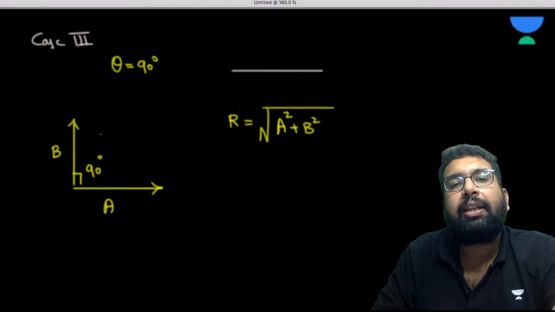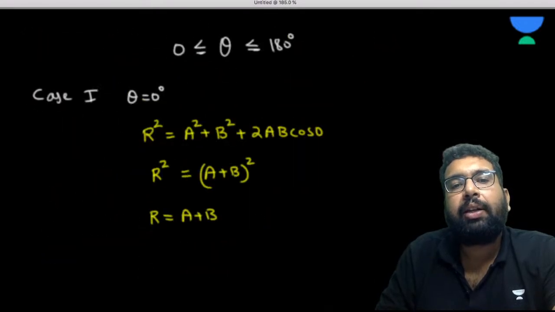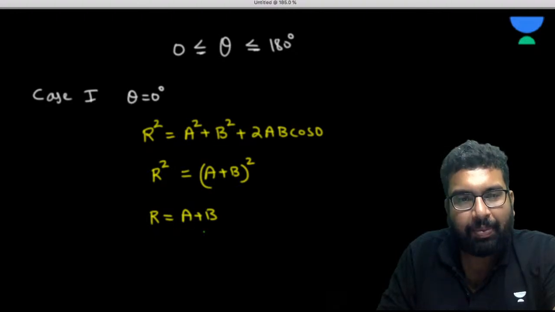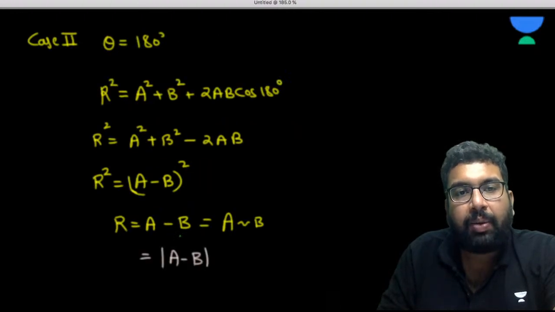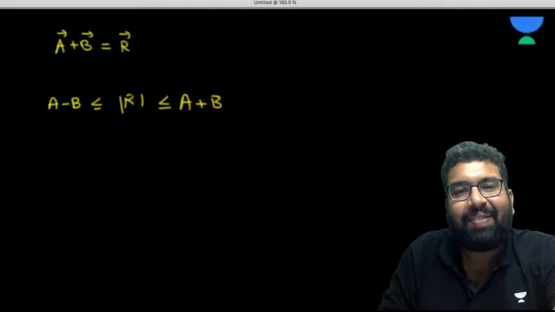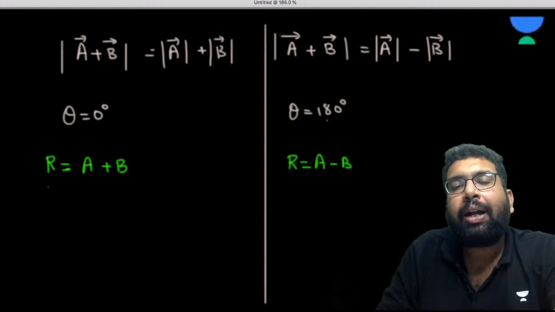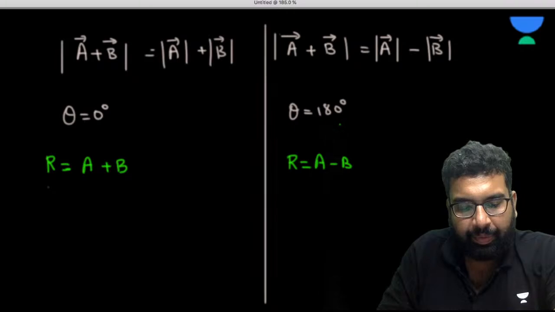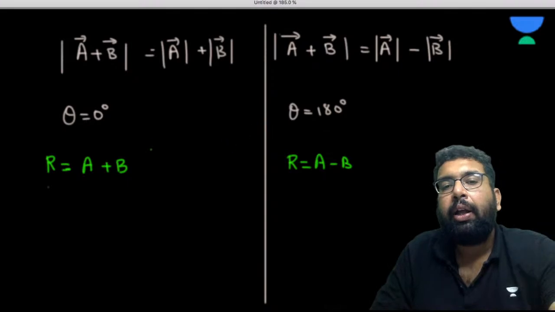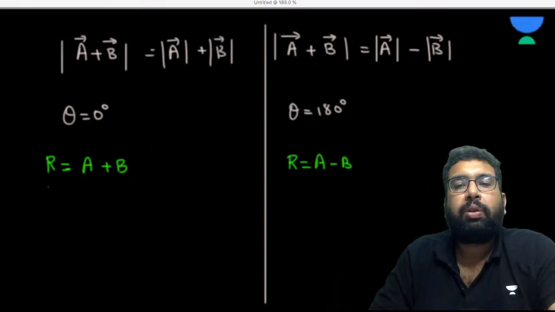See, you have seen case 1, theta is equal to 0 degrees, r is equal to A plus B. Now similarly, r is equal to A minus B. This is only happening when the angle between these two vectors is 180 degrees. Yes or no? Okay, please answer me. Right? So remember this thing. This is very, very important. Now let's move to some more questions.